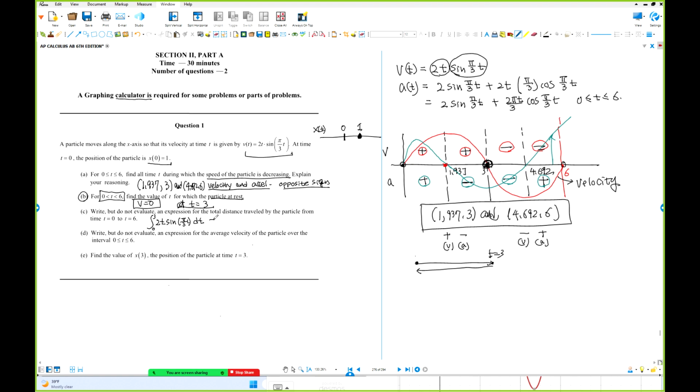Second one, 3 to 6, they're going to move to the left, okay? 3 to 6, move to the left. So also what? That is 2t sine(pi over 3 t). But at this time, there must be an absolute value, okay? Right, now we're going to find the distance, okay?